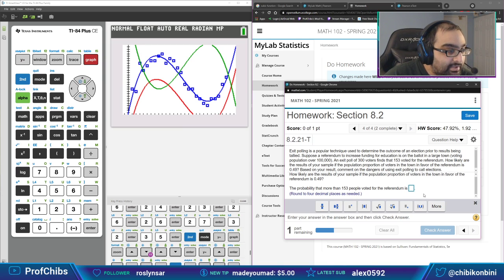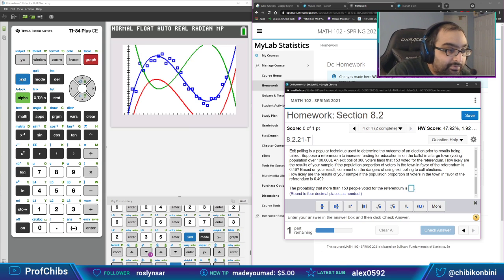So the probability that more than 153 people voted for the referendum is blank. Okay, so in this case here, we have a population proportion of 0.49 according to this. All right, so in this instance, we have to use a normal CDF. Of course we're going to use the calculator to go ahead and figure this out.